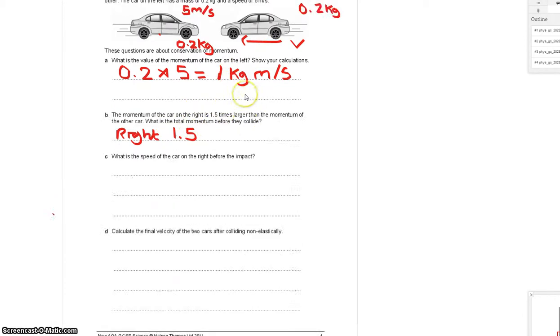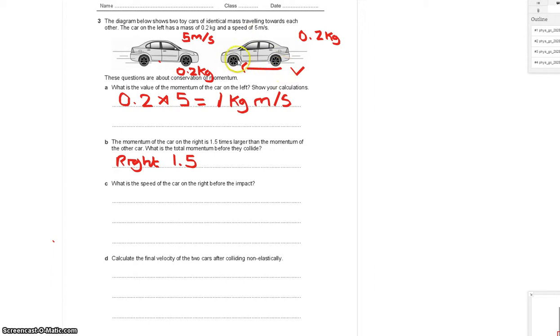So just carrying on where we left off, we know the momentum of the car on the right, so this one here, if I scroll up slightly, is 1.5 times the momentum of this one over there. If we take the momentum on the left, it's 1 kilogram meter per second, so the momentum of the car on the right is simply going to be 1.5 times bigger than that, so 1.5 times 1, and that is going to equal 1.5 kilogram meters per second.